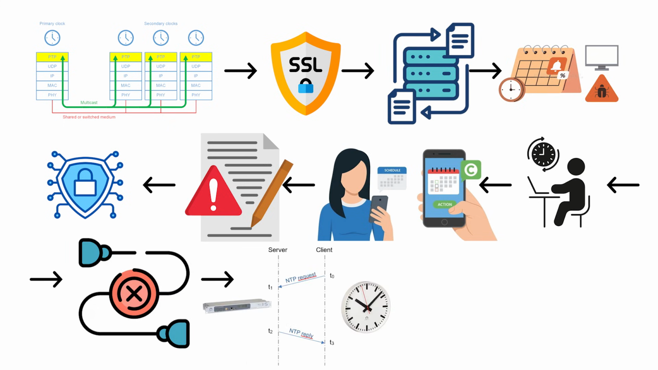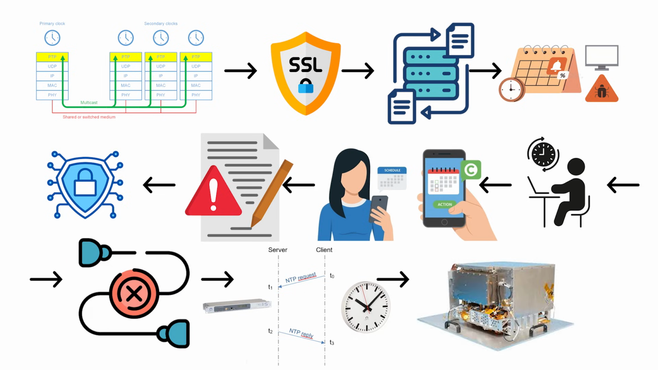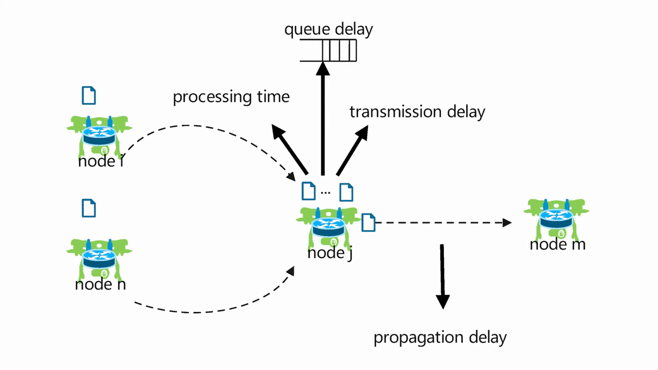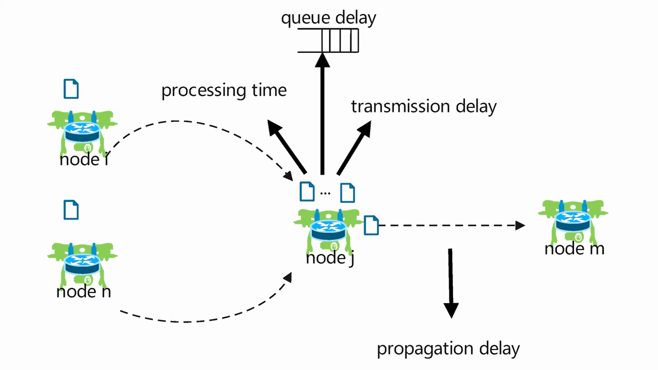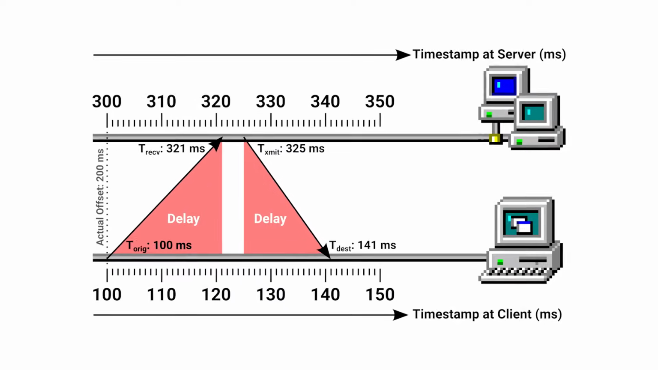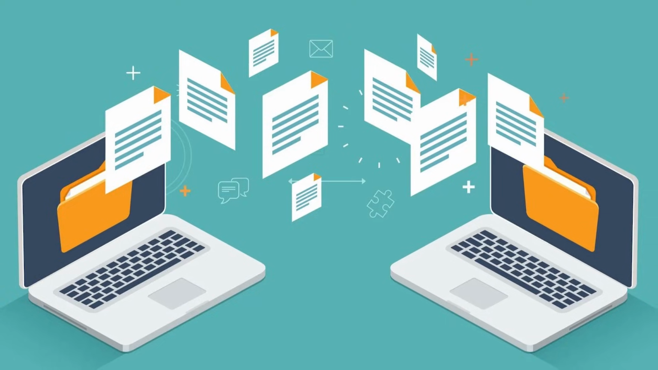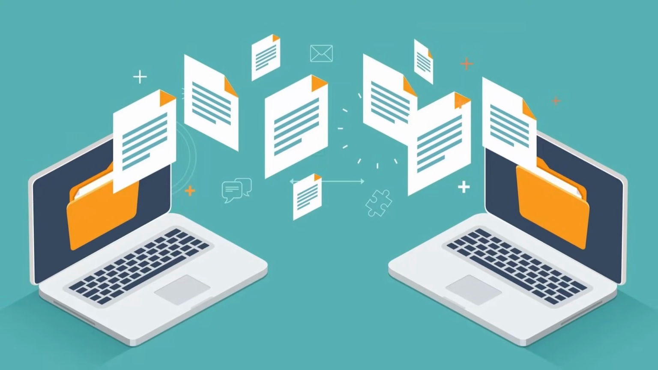The Network Time Protocol solves this by allowing devices to synchronize their clocks with dedicated time servers, which in turn get their time from highly precise sources like atomic clocks. The protocol accounts for network delays to ensure the time received is as accurate as possible. It operates continuously in the background, making small adjustments to keep all devices on the network in sync.